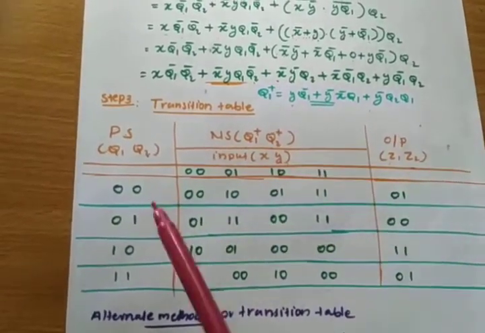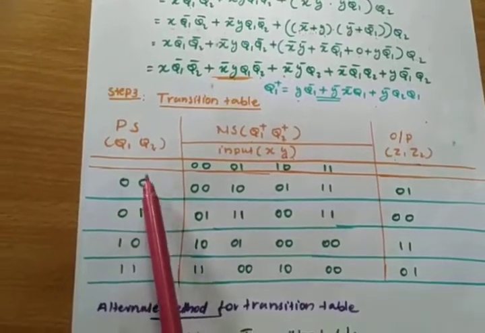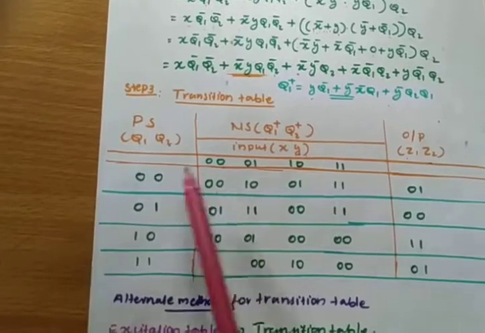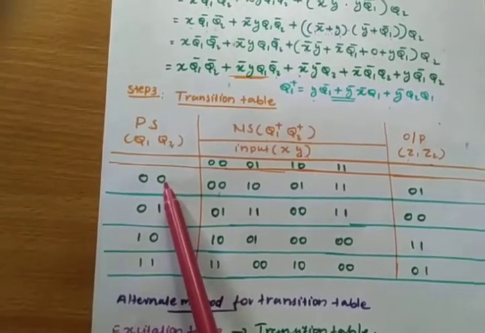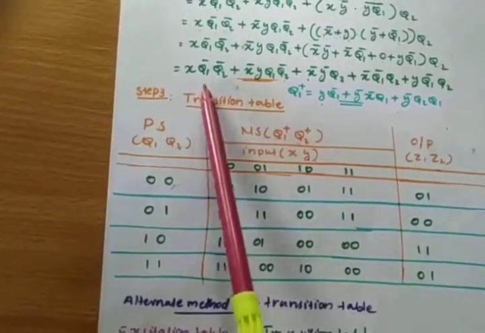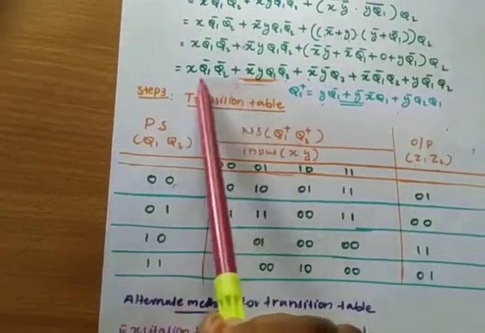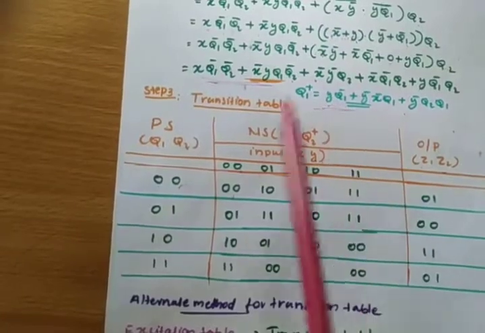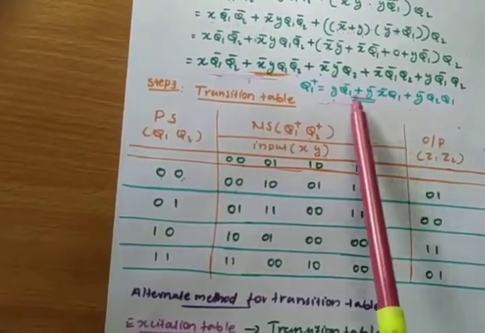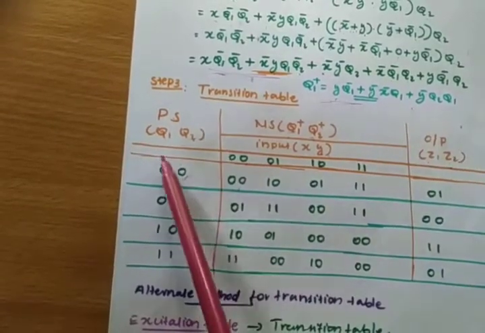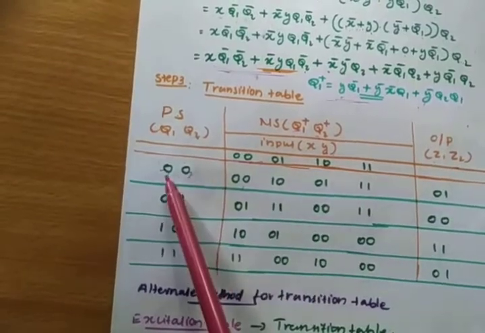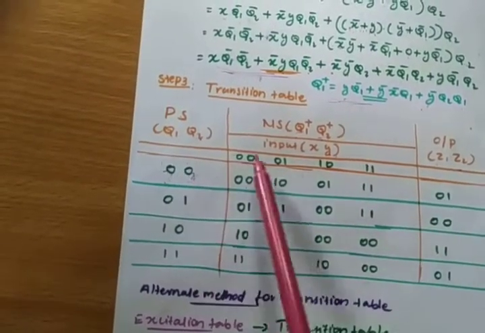Now how to find out this? First you put 0 0, q1 q2 0 0. For the input 0 0, what is the next state? For the input 0 0, this is the present state. You have to put this, q1 plus q2 plus, you can find from these two expressions. This is for q2 plus and this is for q1 plus. So you need the q1 value and q2 value, that you will get from here, and x and y values from here. Okay, so present state q1 q2, input 0 0.